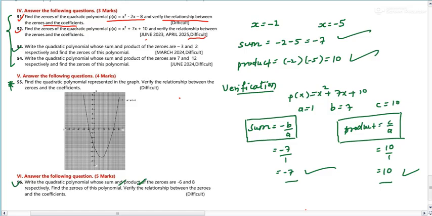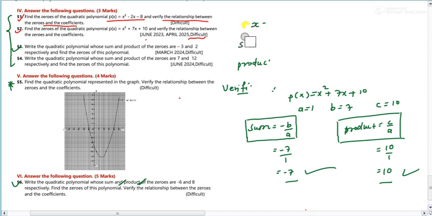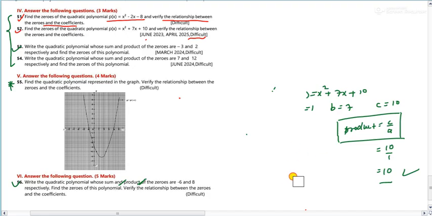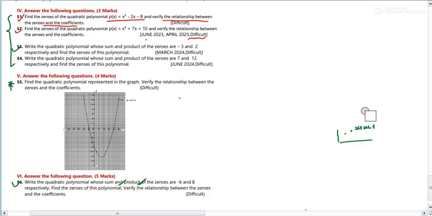Can you try? Yes, read the question, understand and solve. First you should understand what they are asking. Based on that you should approach the question. Don't just write that you have to find the value or whatever. Understand, then you solve. They are asking you to write the polynomial whose sum and product are these two values. You need to find the polynomial first.